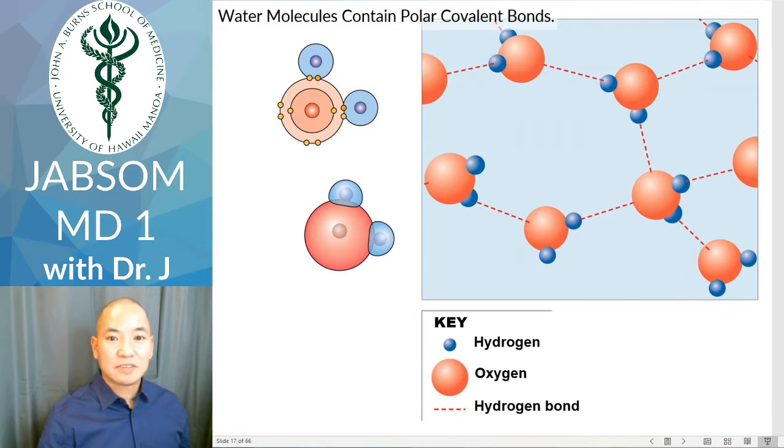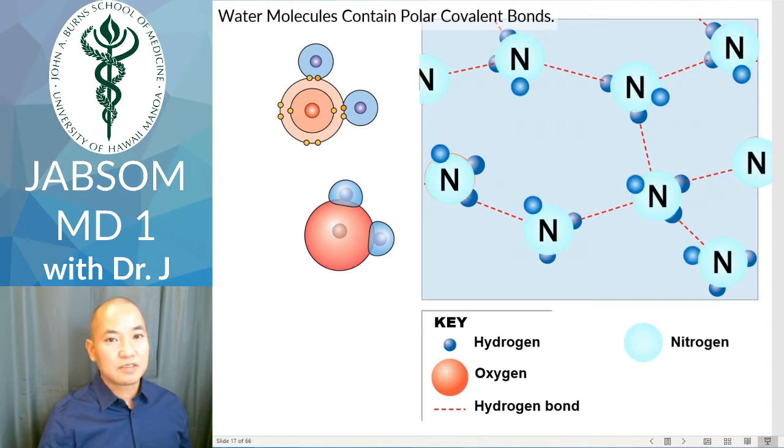One other example of this is nitrogen. Here we have a bunch of ammonia molecules. Nitrogen is going to steal these electrons a little more away from the hydrogen atoms. So here we have hydrogen bonding between nitrogen and hydrogen.